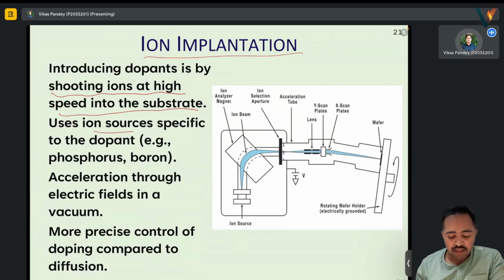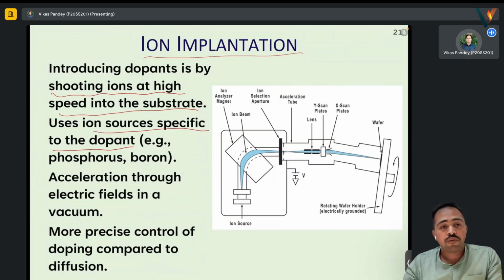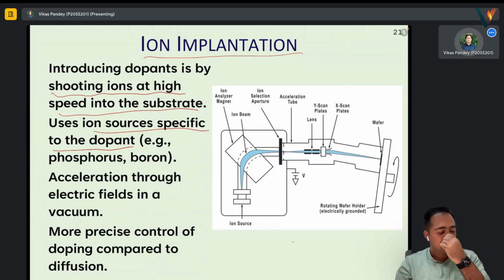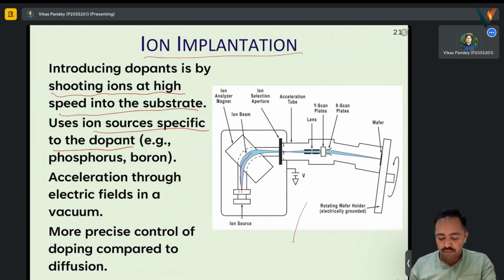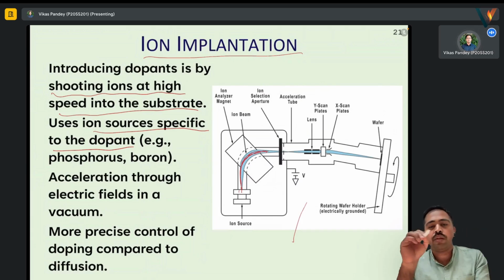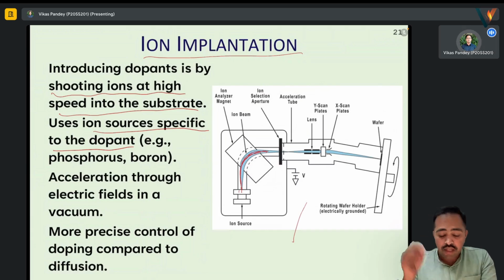This uses an ion source specific to the dopant, that is phosphorus, boron, etc. Though this setup looks small here, it is very big; you can say a very big hall is required for it. This whole ion beam is collimated and then controlled, and raster-kind of profiling can be done, where X and Y plates are fixed and control how much has to be put in. And this whole thing has to be done in vacuum.